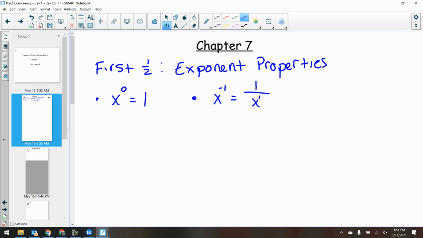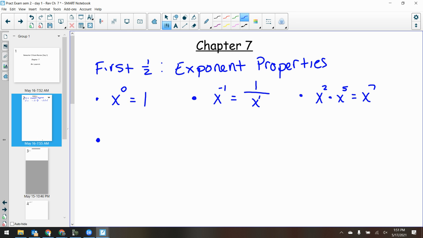Also, if you have x squared times x to the 5th, what do you do with those exponents when you multiply? X to the 7th, you would add those exponents together.